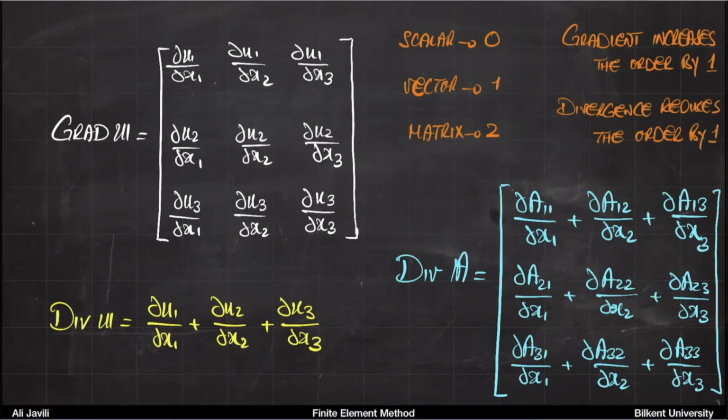So what does that mean? That means the divergence of a matrix is a vector, so it comes from 2 to 1. Divergence of a vector is a scalar, so it comes from 1 to 0. Gradient of a vector is a matrix, so it goes from 1 to 2.